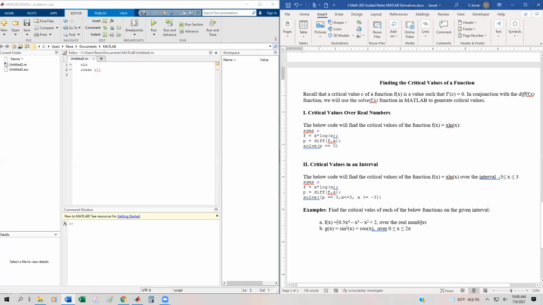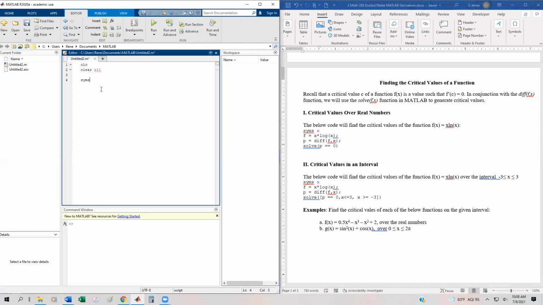We're going to start with a nice easy polynomial over the real numbers: 0.5x to the fourth minus x cubed minus x squared plus 2. I'm going to define my symbolic variable x, then define the function as 0.5 times x to the fourth minus x cubed minus x squared plus 2. Then we're going to find the derivative. I'm going to call that p; you can call it whatever you want. It's the derivative of f with respect to x.